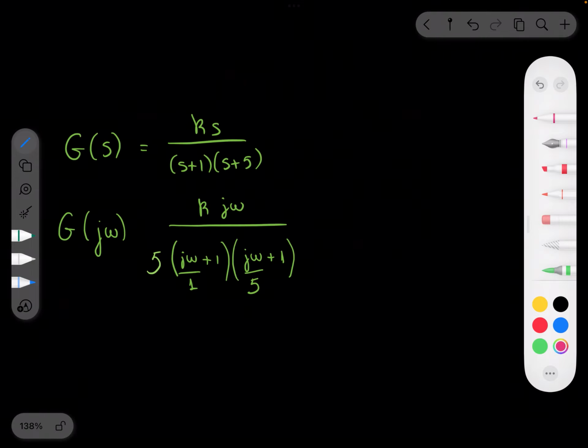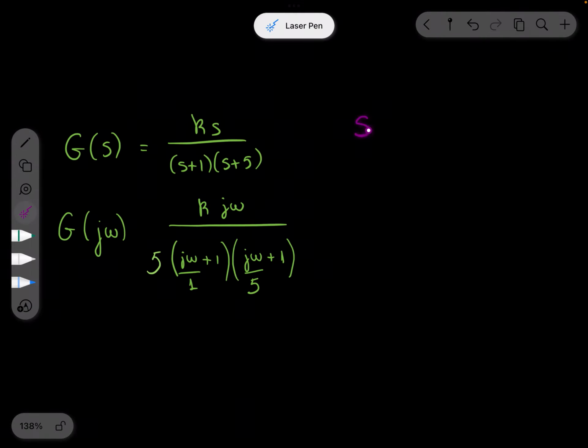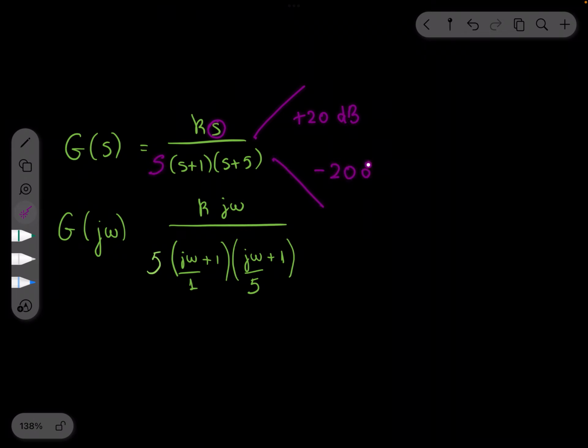What else do they have in common? A slope, like we said. If it's just a single S, so not a squared or something, you have a slope of plus or minus 20 decibels. How do you know if it's plus? How do you know if it's minus? Well, if it's a 0, so the S is on the numerator, the slope is going to be positive, so plus 20 decibels. If you have a pole, so a value of S on the denominator, the slope would be minus 20 decibels, so negative. This is the case we're looking at.